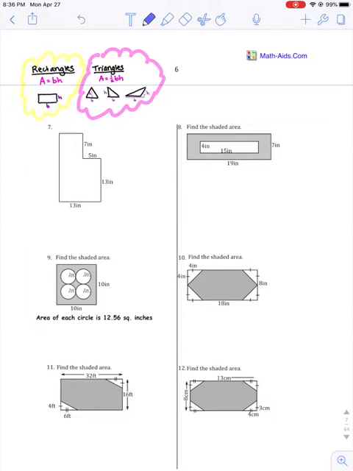And I'm going to skip over number 7 because that's one I think you can do on your own. So you are expected to do that one. If you want to pause the video and try it now, you can. I'm going to start with number 8 though.